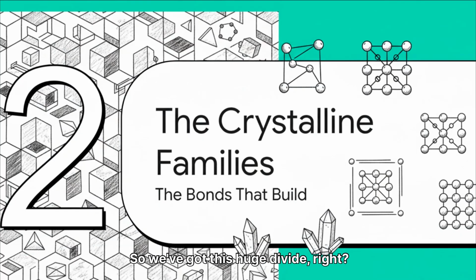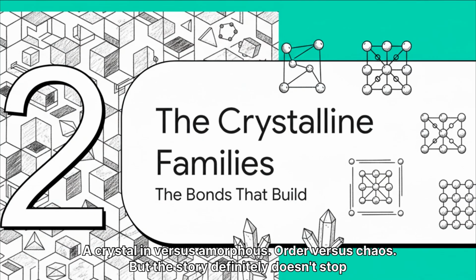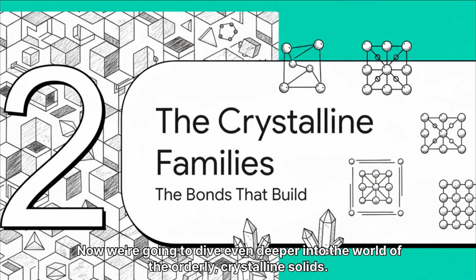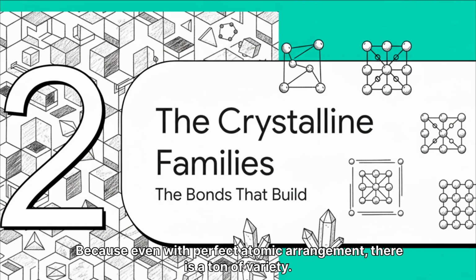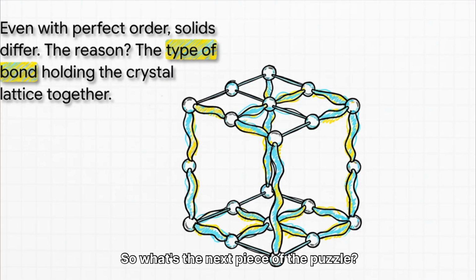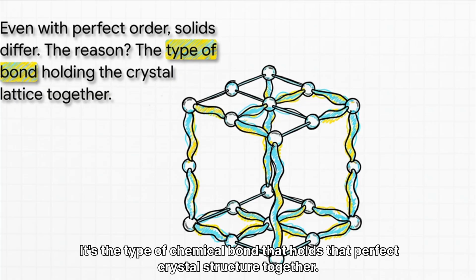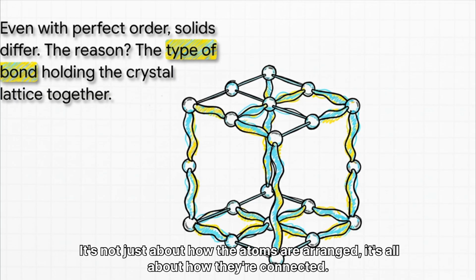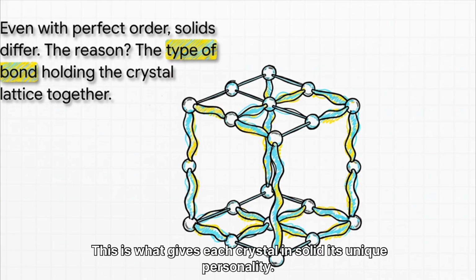So we've got this huge divide, right? Crystalline versus amorphous, order versus chaos. But the story definitely doesn't stop there. Now we're going to dive even deeper into the world of the orderly, crystalline solids, because even with perfect atomic arrangement, there is a ton of variety. So what's the next piece of the puzzle? Well, it's the glue. It's the type of chemical bond that holds that perfect crystal structure together. It's not just about how the atoms are arranged, it's all about how they're connected. This is what gives each crystalline solid its unique personality.